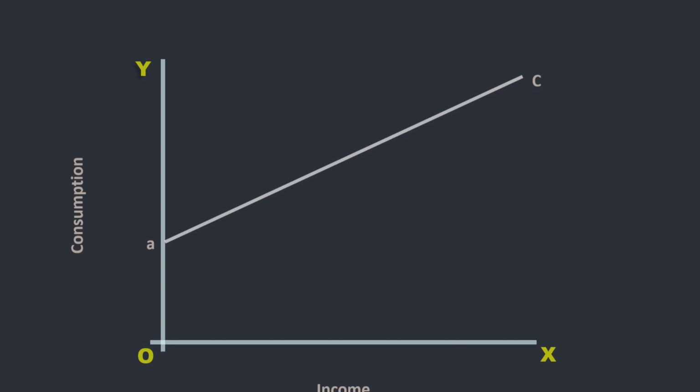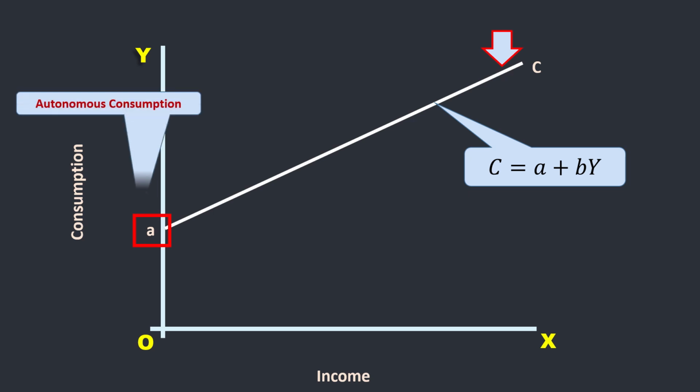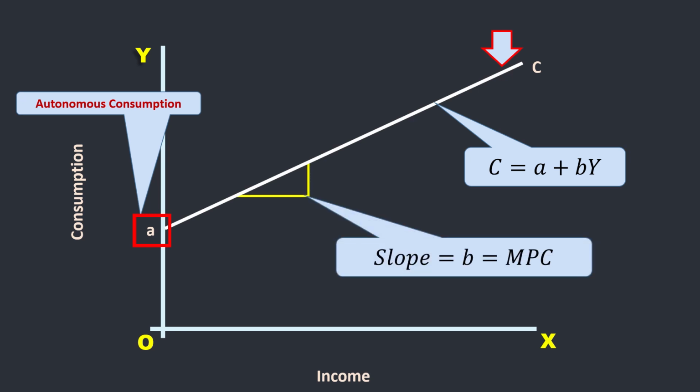The consumption function can be represented in the form of a graph. The curve slopes upward from left to right. It starts at A. A is the autonomous consumption. It is independent of income. All other expenditure levels depend on income. The slope of the curve is marginal propensity to consume.